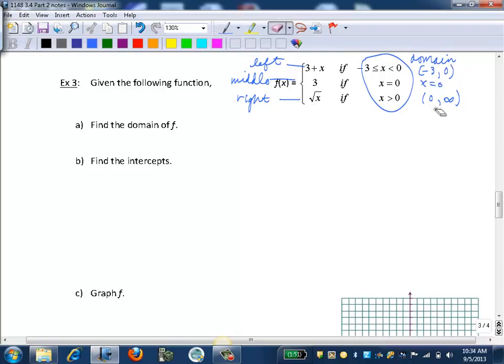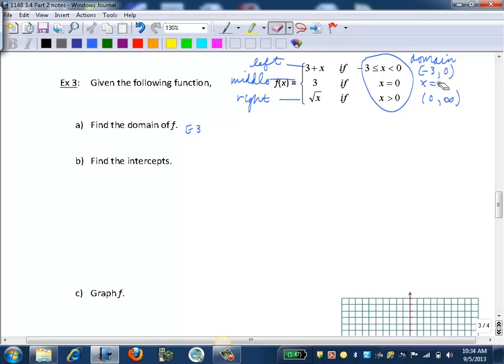So if we join all these together, moving left to right, those all together give us the domain of the whole function. So you want to go to the left piece first and the left boundary of that piece. So the left boundary of the left piece is negative 3. So on our domain here, we want bracket negative 3. Then this piece goes all the way to its right boundary of 0, not including 0.